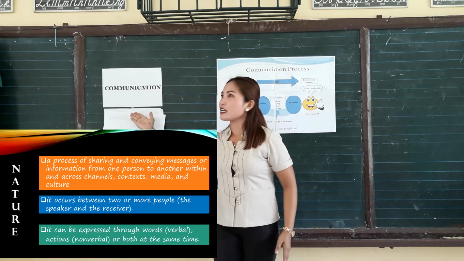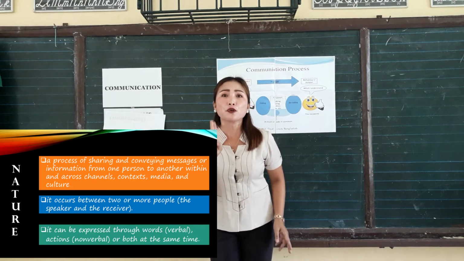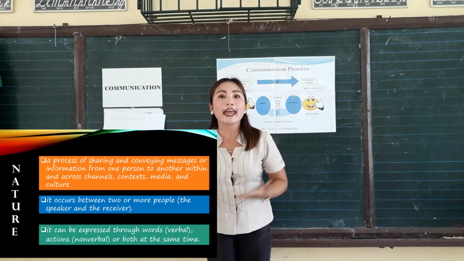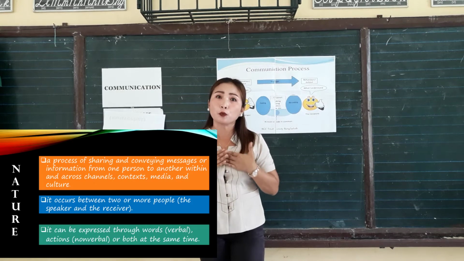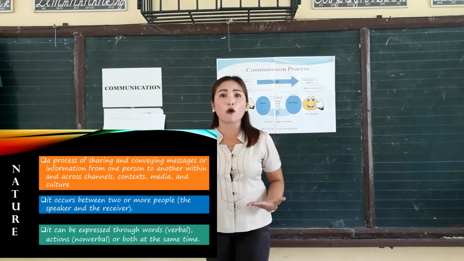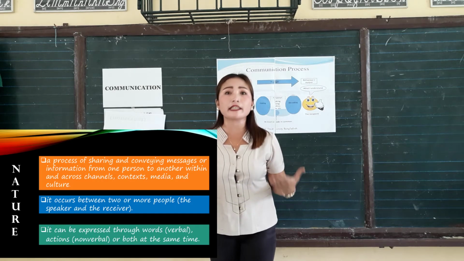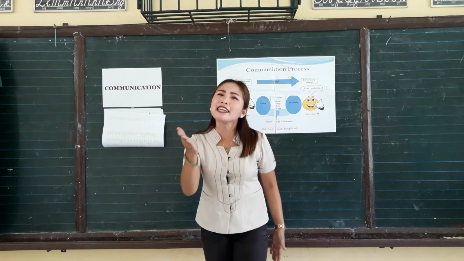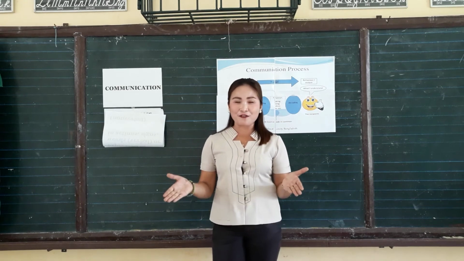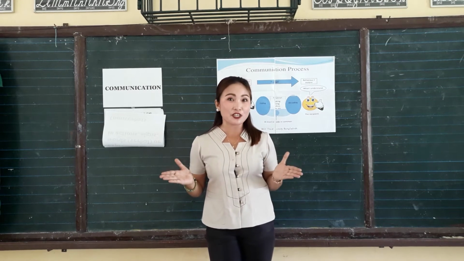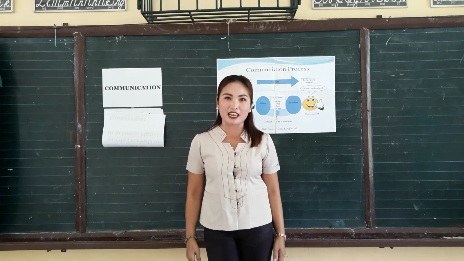Also, communication occurs between two or more people, the speaker and the receiver. And it can be expressed through words or verbal, or through actions or non-verbal, or it can be expressed both at the same time. Alright? Now, question. Who are involved in the communication process? Okay, so let's get to know the elements of communication.